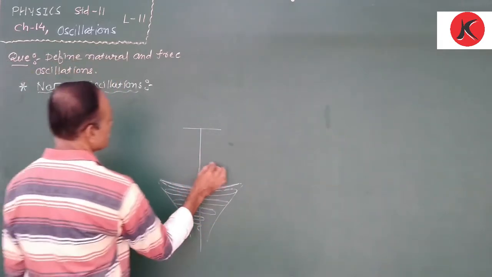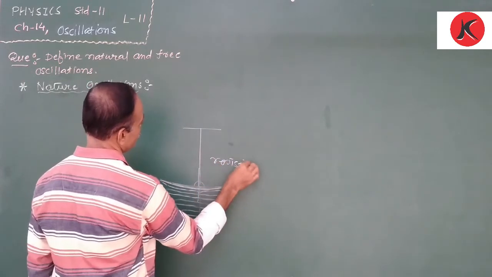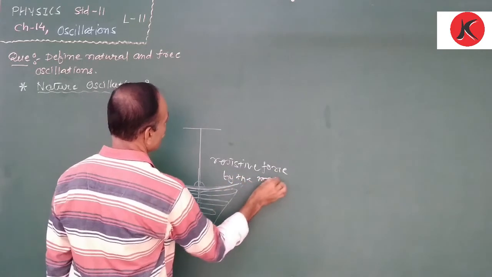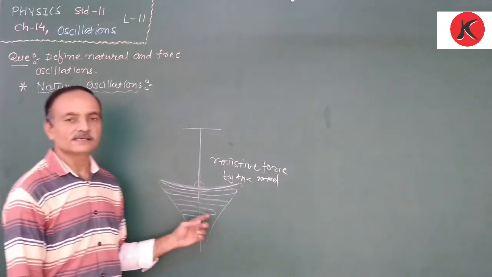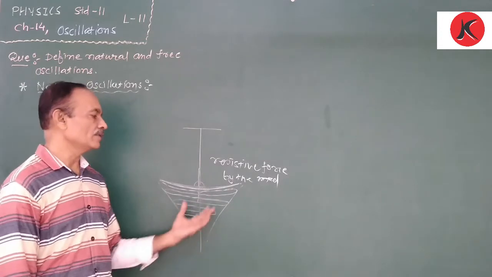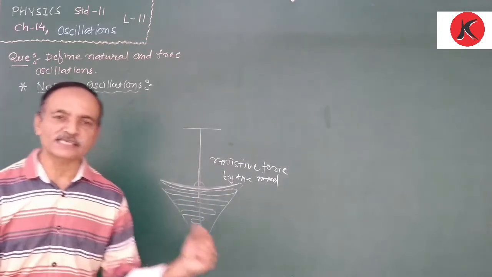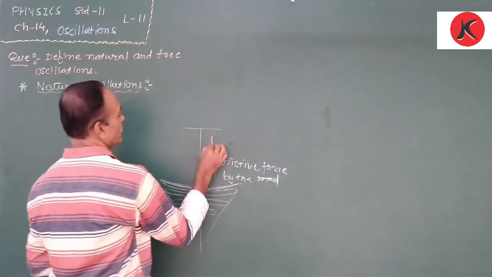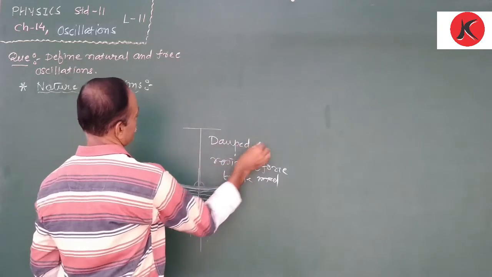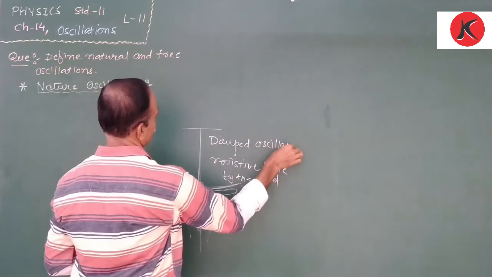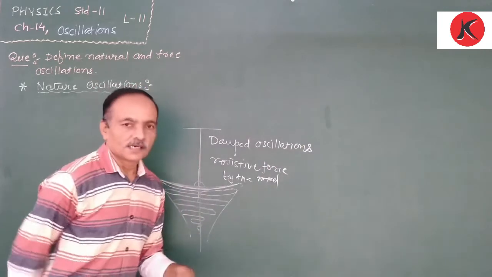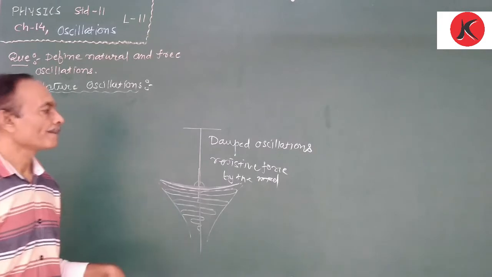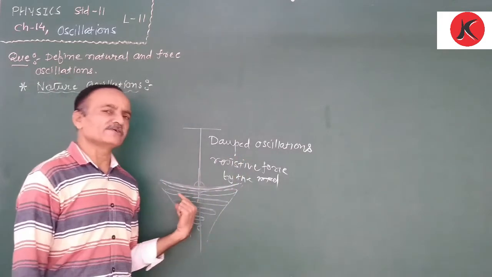Because here the resistive force of the medium acts on the oscillating body, the amplitude of oscillation continuously decreases with time. Therefore, such oscillations are known as damped oscillation. We also derived the differential equation for damped oscillation. Here the amplitude continuously decreases.